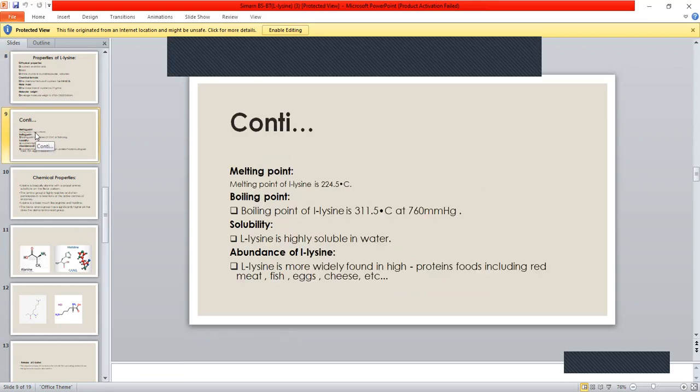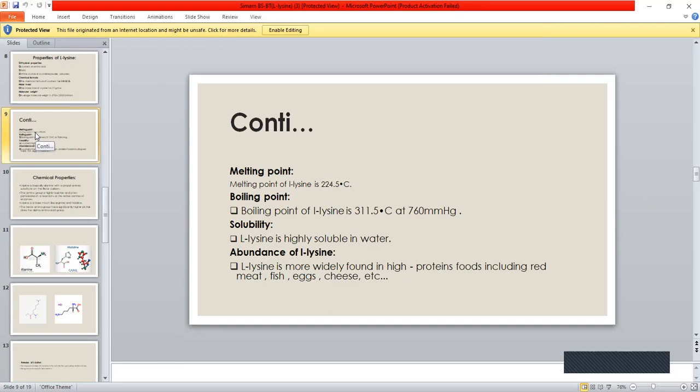Melting point of L-lysine is 22 to 24.5 degrees Celsius, and boiling point of L-lysine is 311.5 degrees Celsius at 760 mmHg. In physical properties, we present L-lysine in chemistry, so we will know about melting point, boiling point, all these physical properties. Solubility of L-lysine is highly soluble in water and insoluble in alcohol and other solvents.